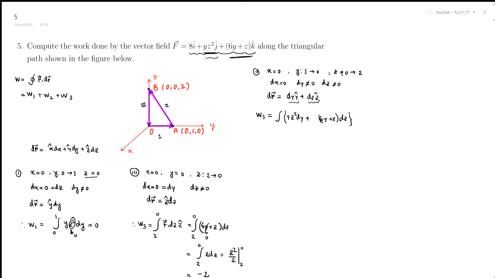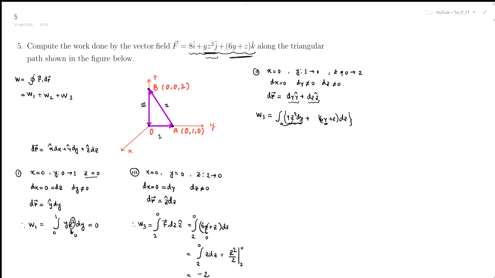Before I write the limits, let us see that along this path, because our z is not constant, we cannot simply ignore this z, or take this z out of the integral. So we have to write our z in terms of y in order to do this integral with respect to y. Similarly, for this we have to replace our y in terms of z. Or either you change this z in terms of y.